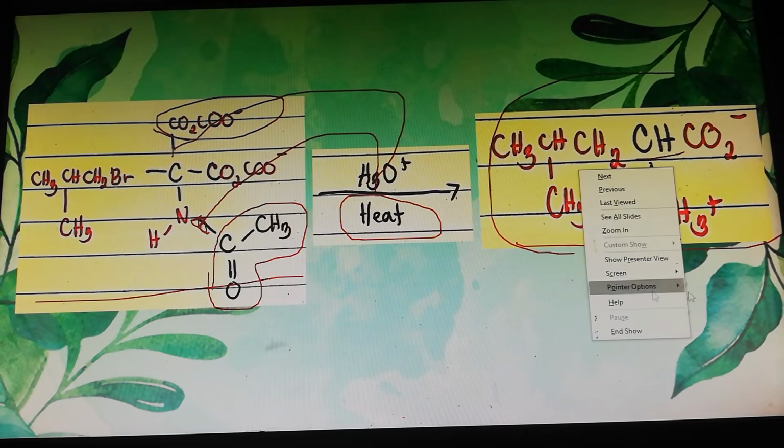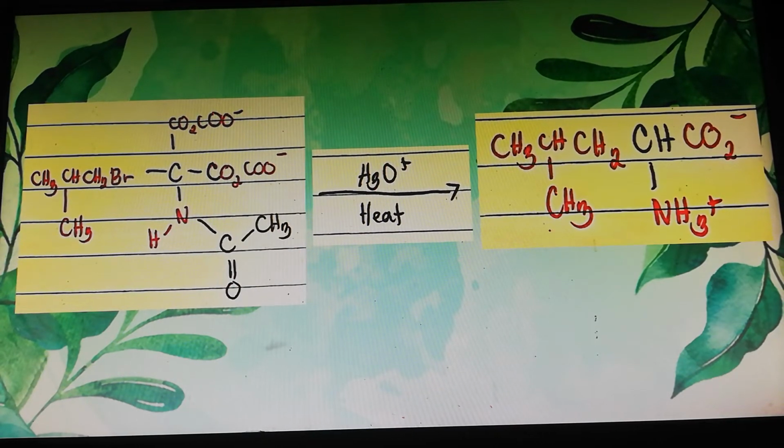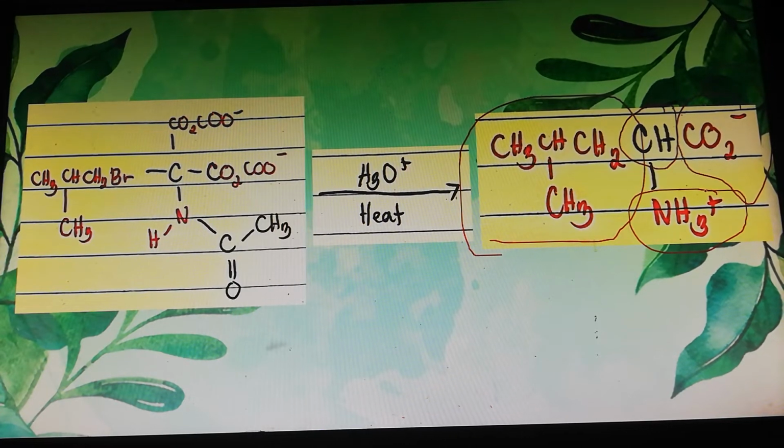So this is your side chain. This is your alpha carbon, this is your carboxyl group, and this is your amino group. So that's how you show the amidomalonate synthesis of an amino acid.